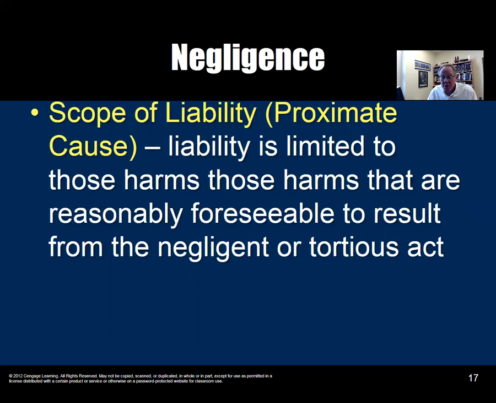So you wouldn't foresee when you're driving negligently that you're going to blow out windows 2 blocks away. You would foresee that if you're driving negligently and you hit somebody, somebody on the sidewalk may be hurt. So that's another example of this concept of limiting liability to those harms that are reasonably foreseeable as it relates to the negligent act.